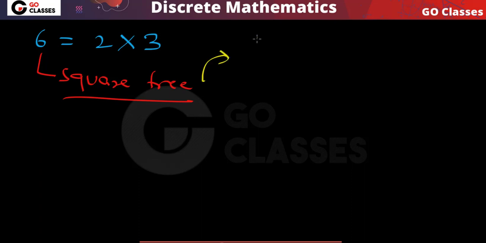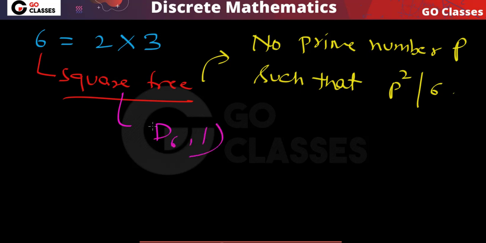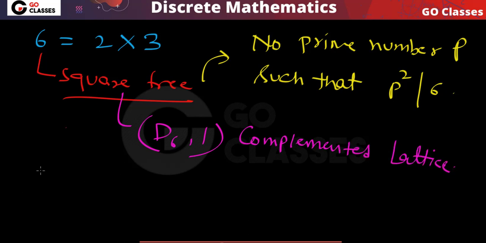What does it mean? It means there is no prime number p such that p square divides 6. So I can say this 6 is square free, and because this is square free, you can notice that D6, divisibility, is a complemented lattice. Okay, so I'm just telling you what a square free number is, and this 6 is a square free number.